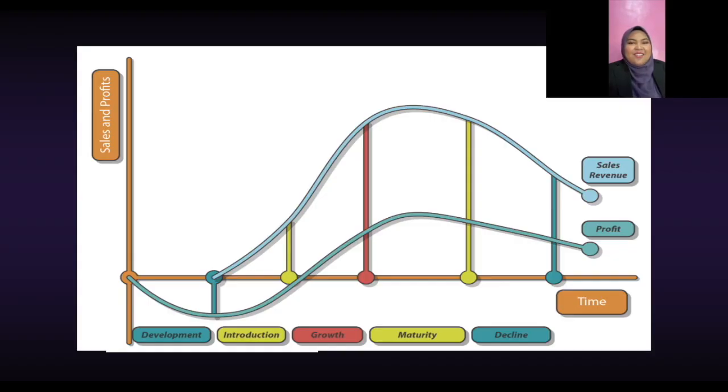In the second graph, we can see there are differences between the sales and the profit of the product. The stage of increasing profit is during the growth phase, and it will be slightly increased during maturity and decline, between the maturity to decline phase.